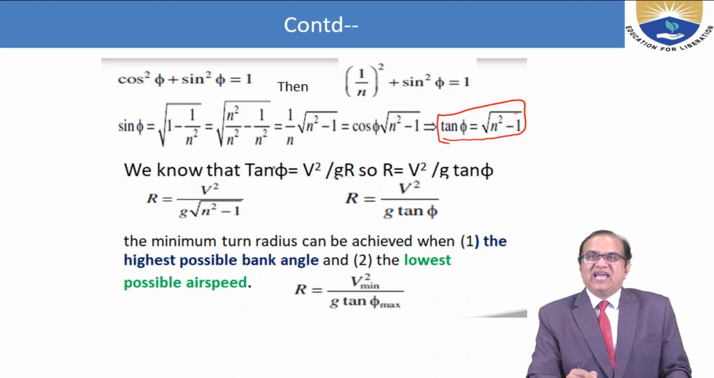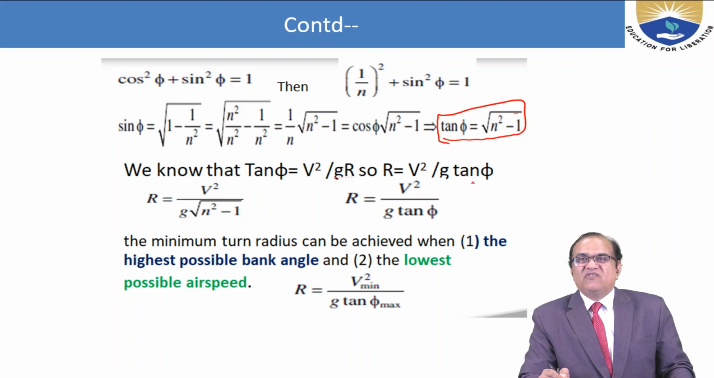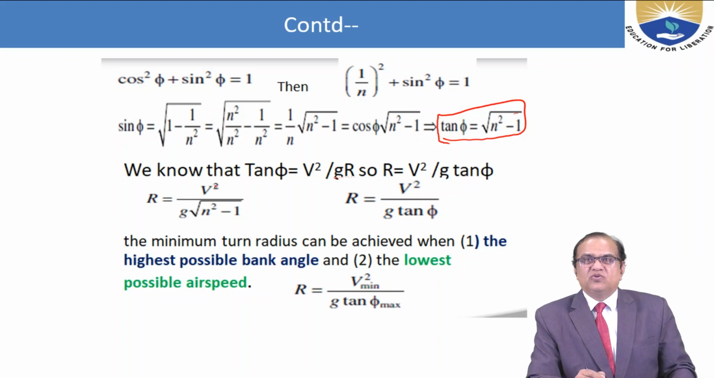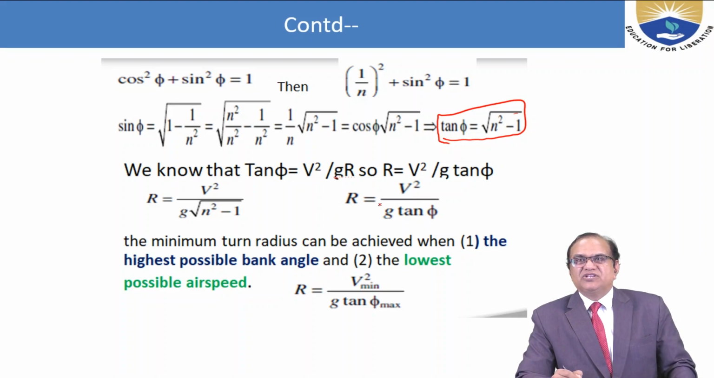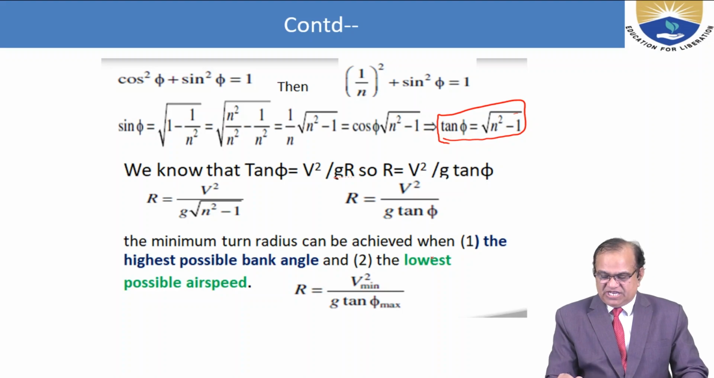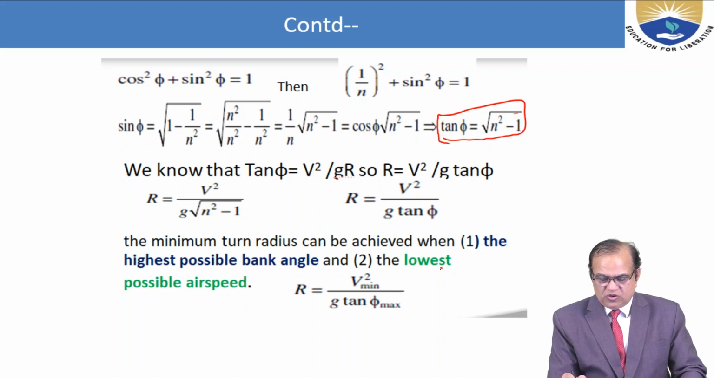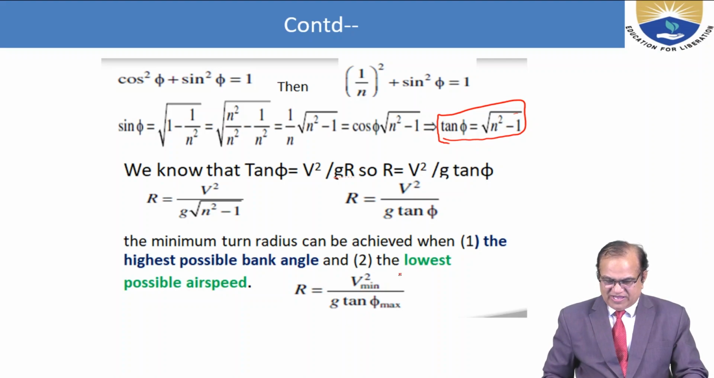We know that tan phi is also equal to v square by gR. So R is equal to v square by g tan phi. So R is equal to v square by g under root n square minus 1, or R is equal to v square by g tan phi. The minimum turn radius can be achieved with, one, the highest possible bank angle, and two, the lowest possible airspeed. So R is equal to v square minimum by g tan phi.